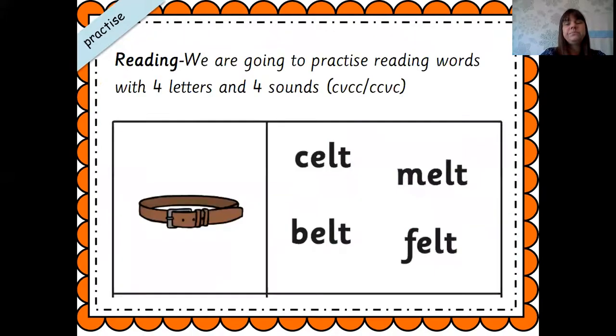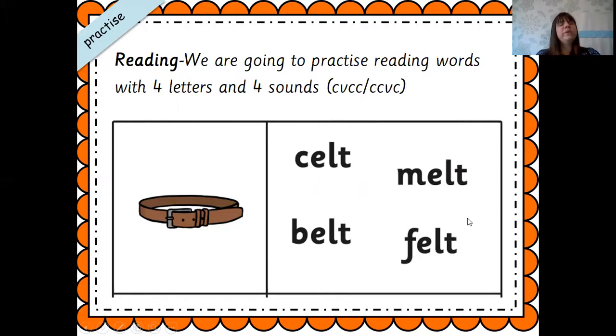Okay, so here is our practice session. Last week we spelt CVCC and CCVC words, which are words that have 4 letters and 4 sounds. I will just do one of these with you and I'll upload this as a PDF as well as the video so that you can look at the other pictures. So what we have here is a picture of a belt, and it's just the same as our other work. We've got to find the matching word.